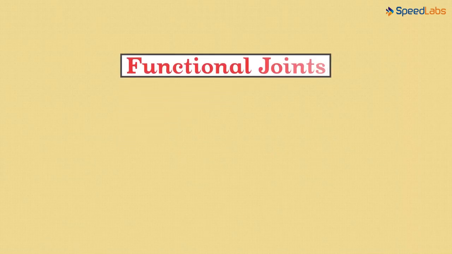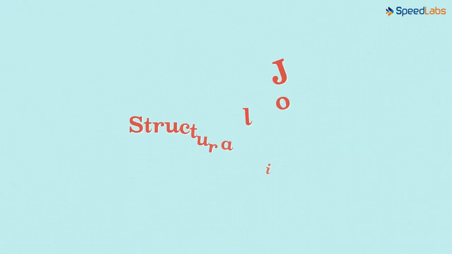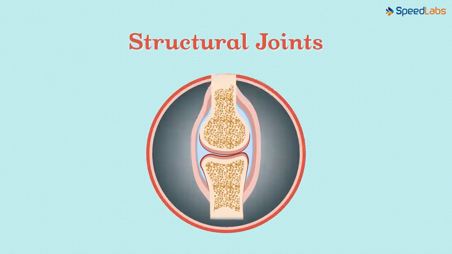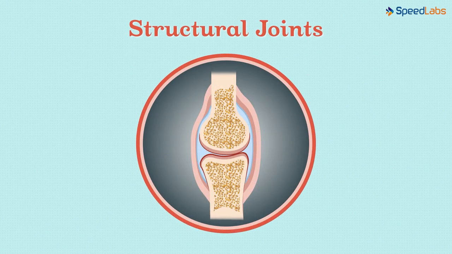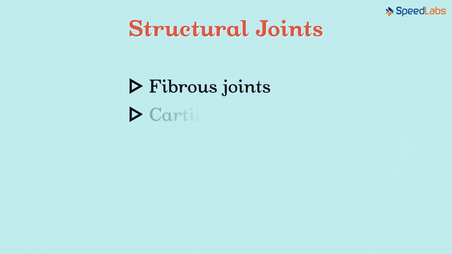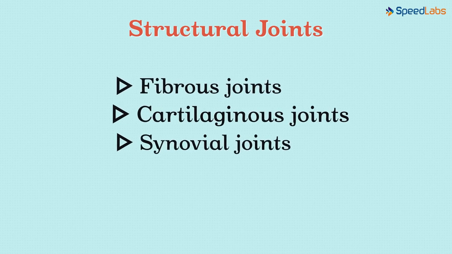In the previous video, we have looked at functional joints with their subtypes in detail. Now it's time for us to understand structural types of joints. We need to understand what structures make up these joints. In other words, what is the cementing material that seals the bones together? The list includes fibrous joints, cartilaginous joints, and lastly, the synovial joints. Let's understand each one in detail.